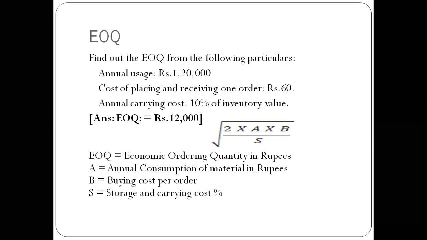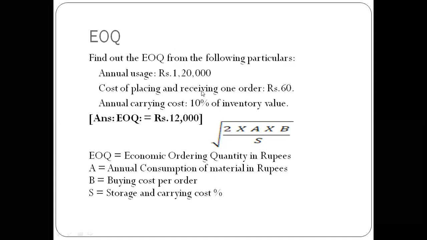So I already told that. If they're giving the carrying cost as a percentage, you have to check the cost per unit. Here the cost per unit is also not given. But one more different piece of information is given: the annual requirement's unit is not given, they're giving a rupee value.